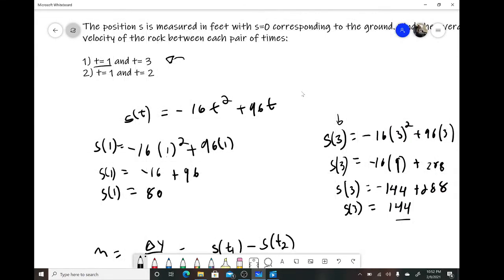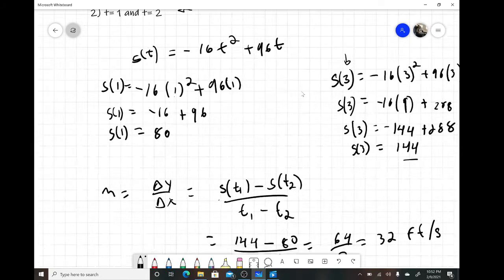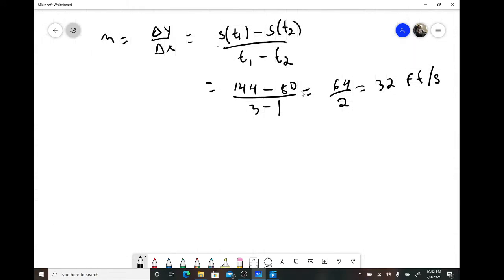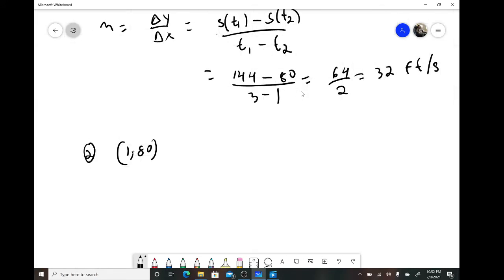Now we could do the same thing between the interval 1 and 2. We already found what s of 1 is, so we don't have to do that again. But we do need to check what s of 2 is. So let's do that right now. When t is 1, we get 80. I'll just write this down for reference: we have 1 and 80. Remember, this is t and this is s for this problem.